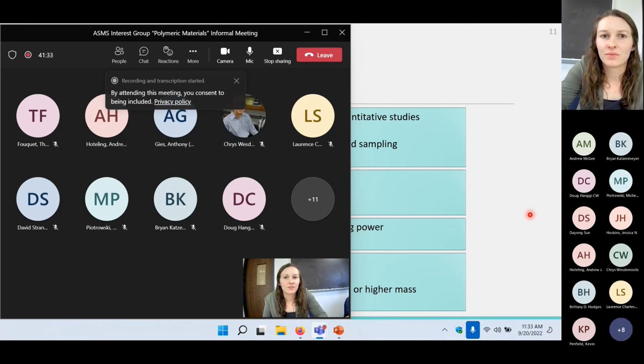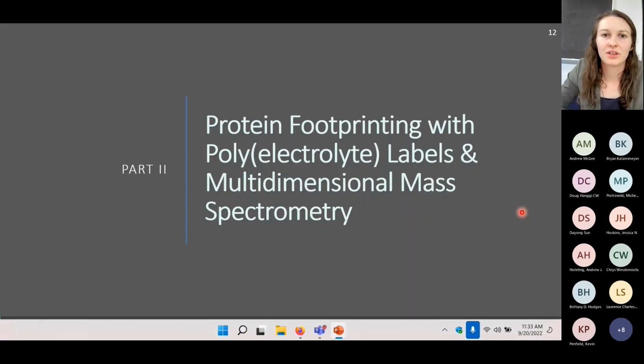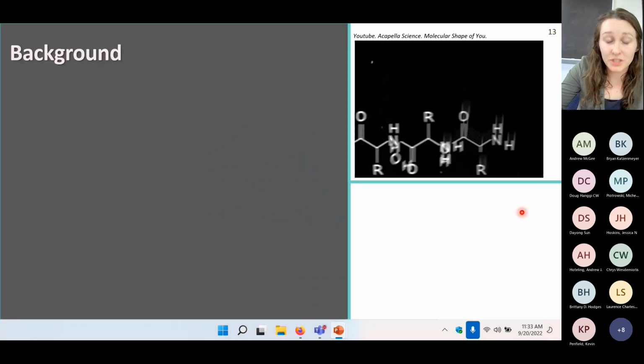If no one has questions on that, I'll move on to the next project. This is a little bit more of a biochemistry project that is applying polyelectrolytes to protein footprinting, using multidimensional mass spectrometry techniques.